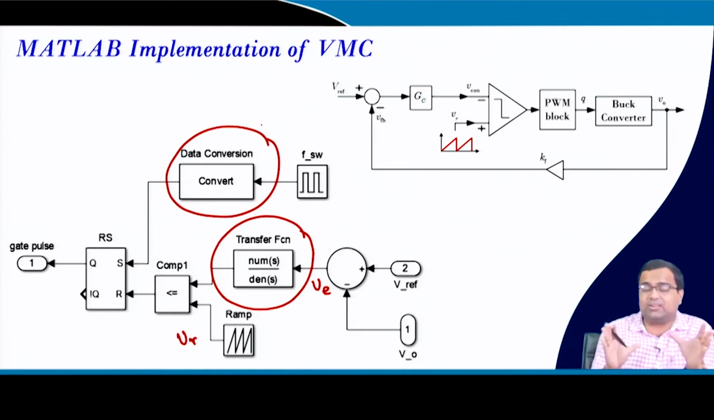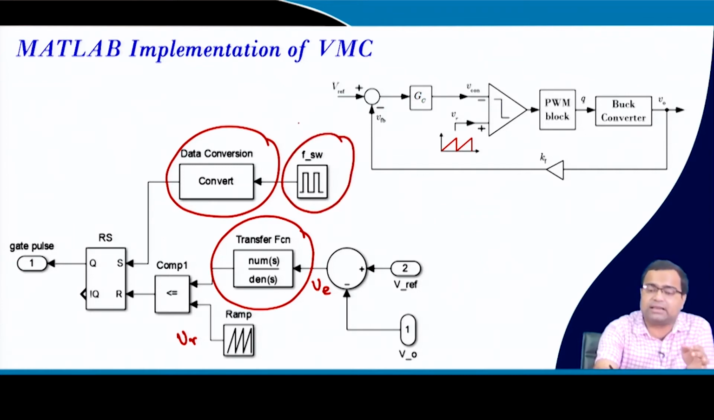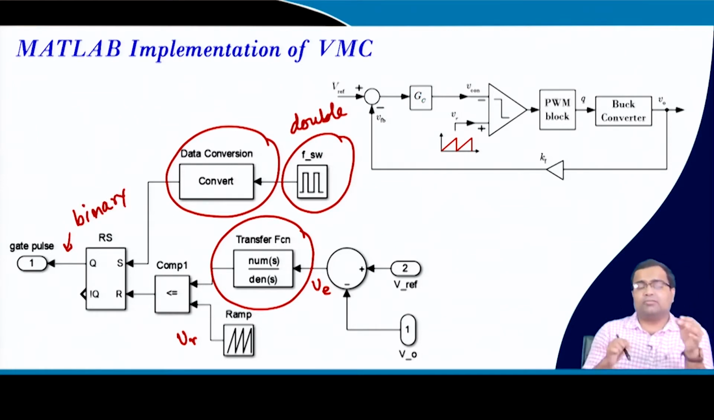This data conversion block is used to avoid any incompatible data matching. That is why this conversion block is used to make this switching clock, because sometimes the signal can be in double format and here it can be binary. So, in order to match such binary and double formats, we can simply use a data conversion block. It will make sure they are compatible.